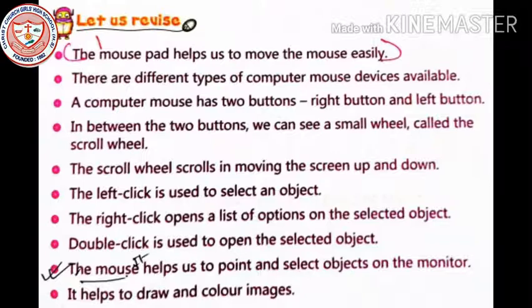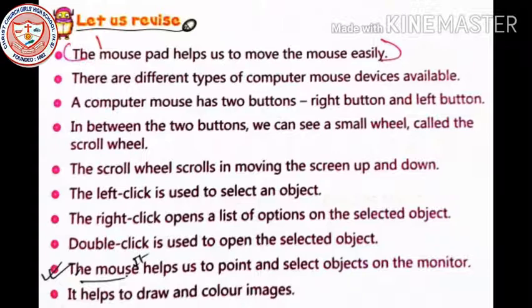Now what do you understand by mouse pointer? When you switch on the computer, you see a white arrow moving around the screen, around the monitor. This is the mouse pointer. When we move the mouse, the pointer also moves. The computer mouse controls the mouse pointer. With the help of the mouse, we can control the mouse pointer.